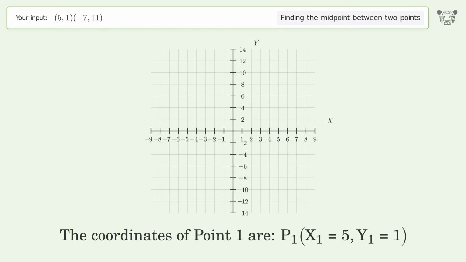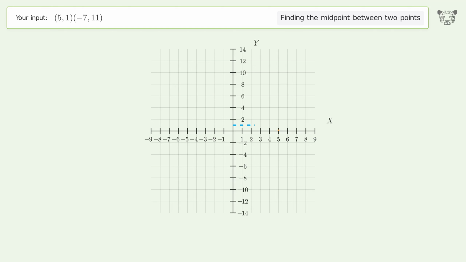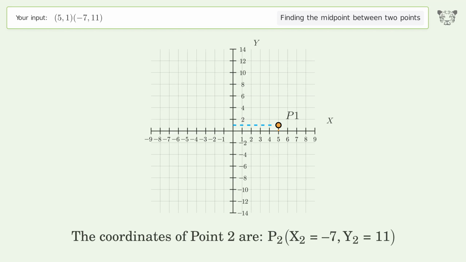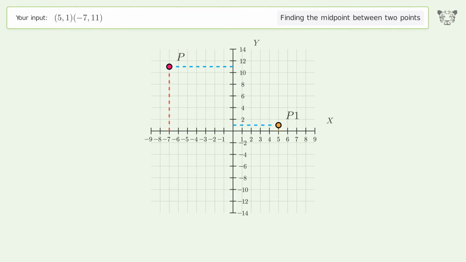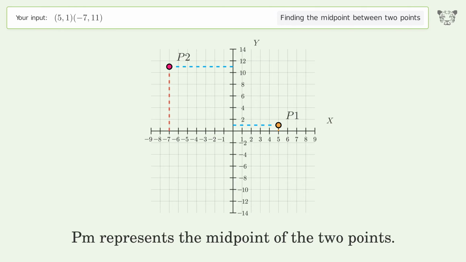The coordinates of point 1 are x1 equals 5, y1 equals 1. The coordinates of point 2 are x2 equals -7, y2 equals 11. PM represents the midpoint of the 2 points.